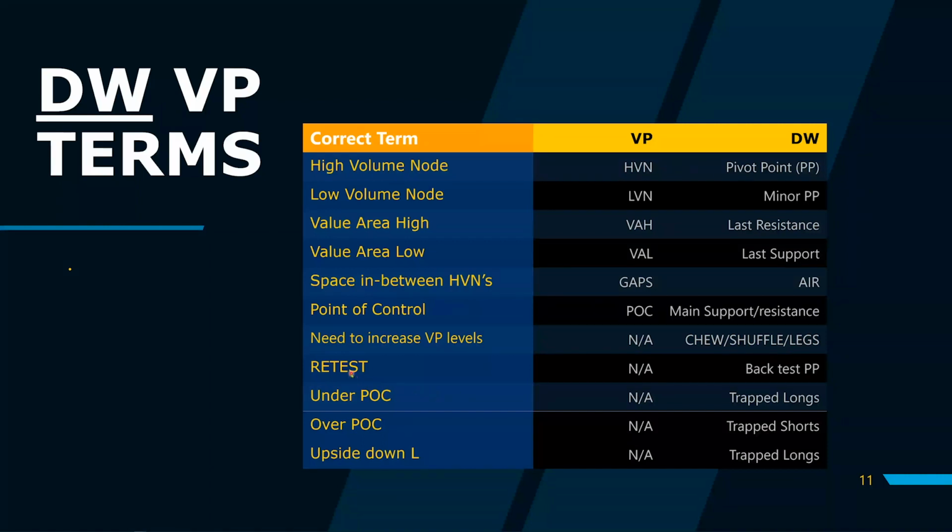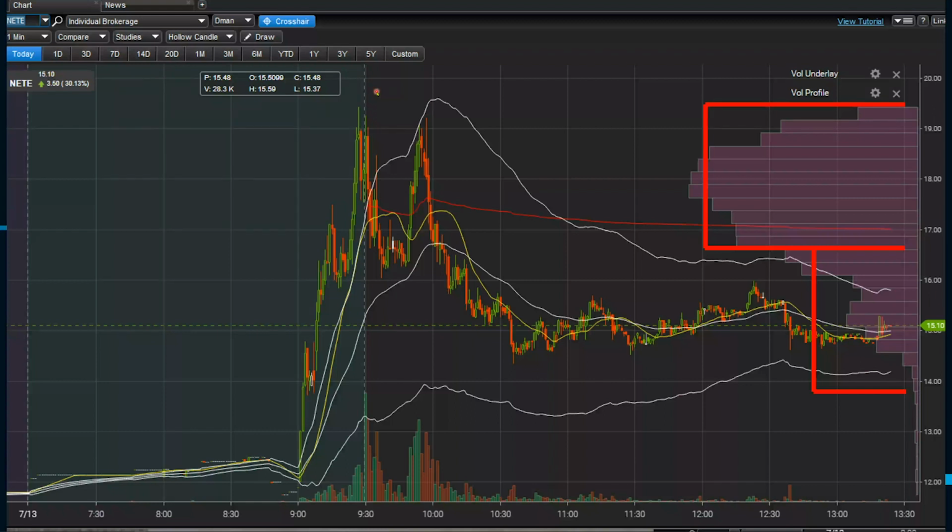Now retest, right? All we're doing on a retest is we're back testing a pivot point. I think you guys understand retest by now. Now, when it's under point of control, I call this trapped longs. When it's over point of control, it's trapped shorts. Now, the other term that I use is upside down L, and this is simply trapped longs. So let me show you an example of what I'm talking about.